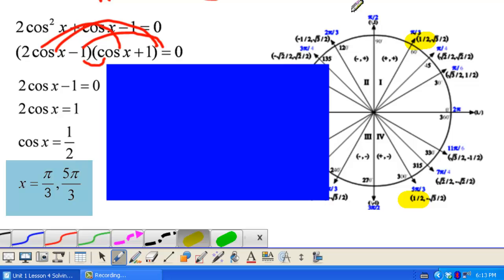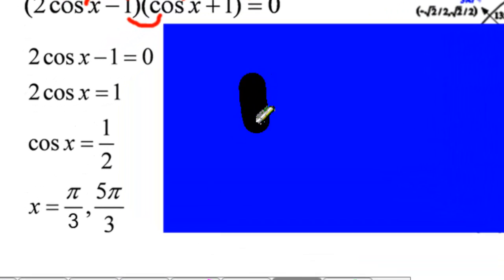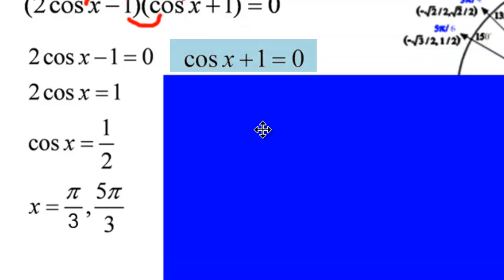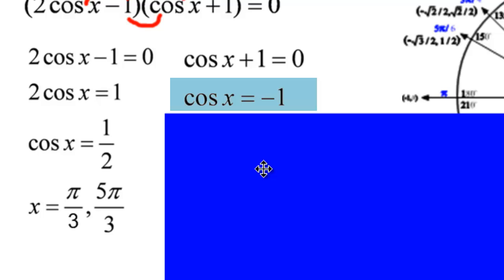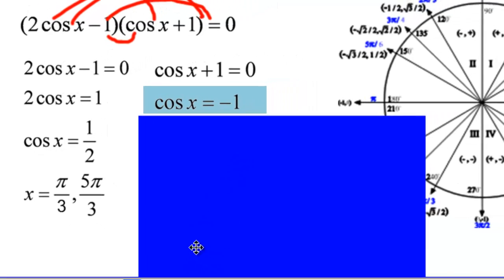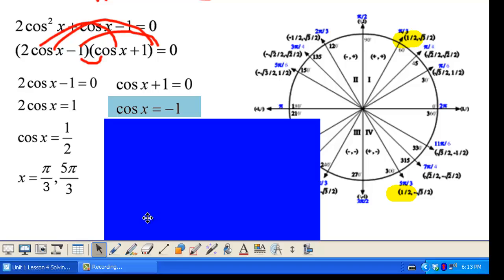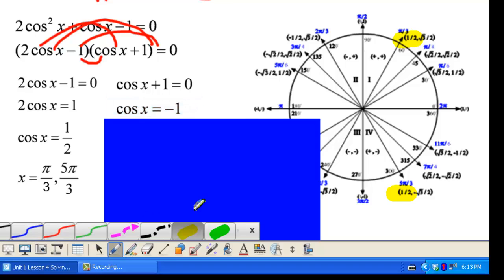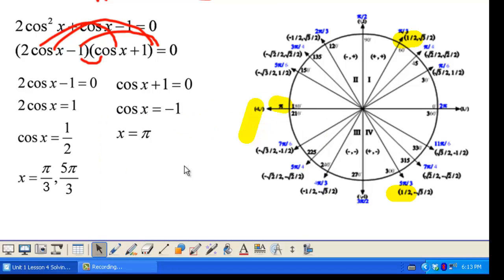Again, because this is not asking for a general solution, it's asking for all of the solutions in the interval from 0 to 2 pi, I get those solutions from that part of the equation. But I'm not done. I also have to set the cosine x plus 1 also equal to 0. Then I'm going to subtract 1 from both sides. And now I have to find a cosine x, or an x coordinate on the unit circle that's equal to negative 1. And that is going to occur here at pi. So my final answer to this problem is pi over 3, 5 pi over 3, and pi.